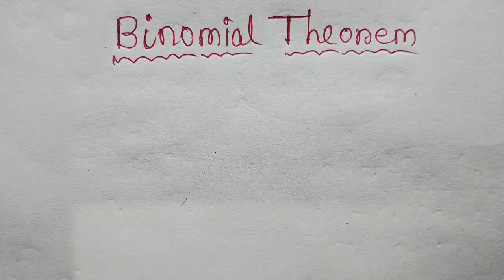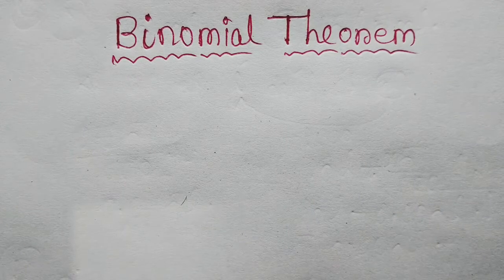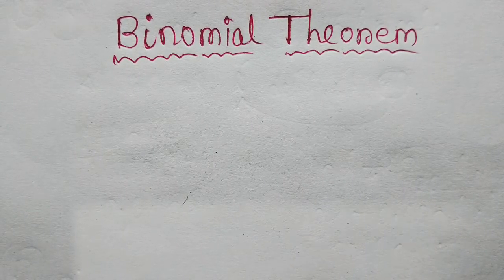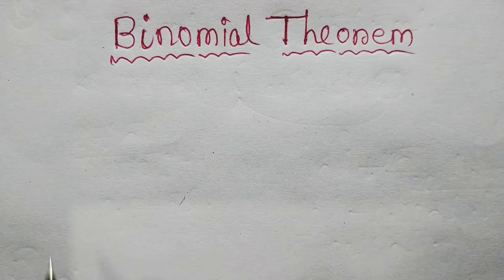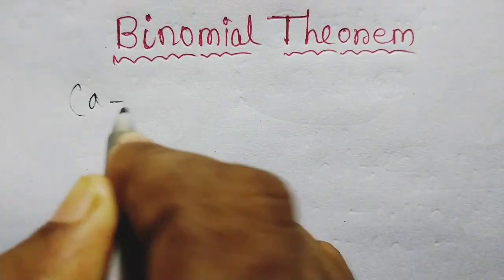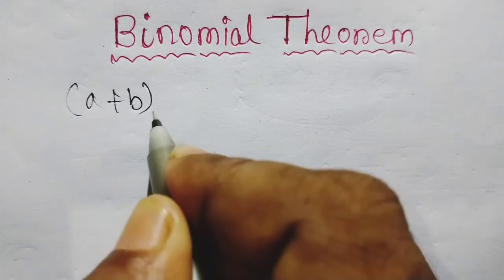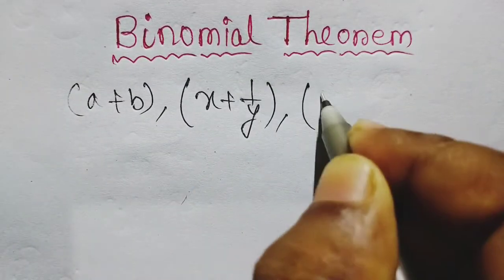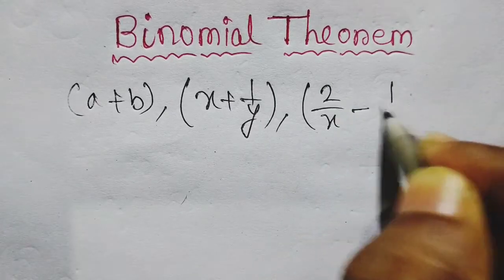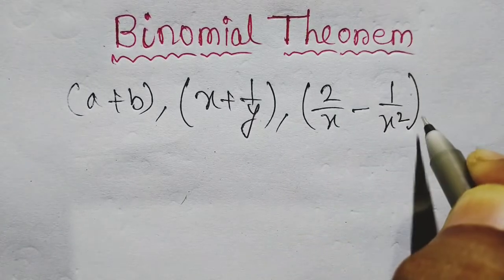At first we have to know what is a binomial expression. An algebraic expression containing two terms is called a binomial expression. For example, a plus b, x plus 1 by y, 2 by x minus 1 by x square, etc.